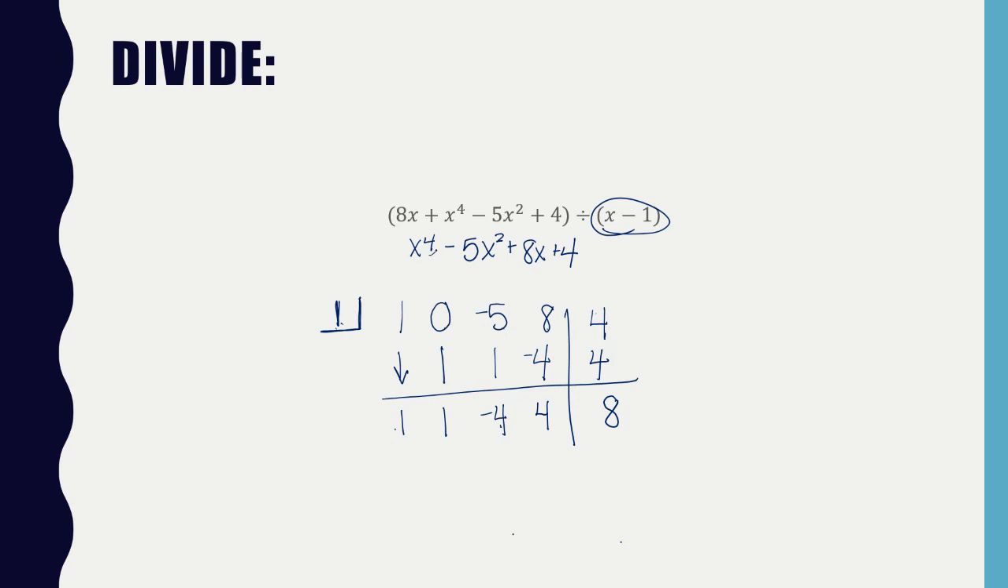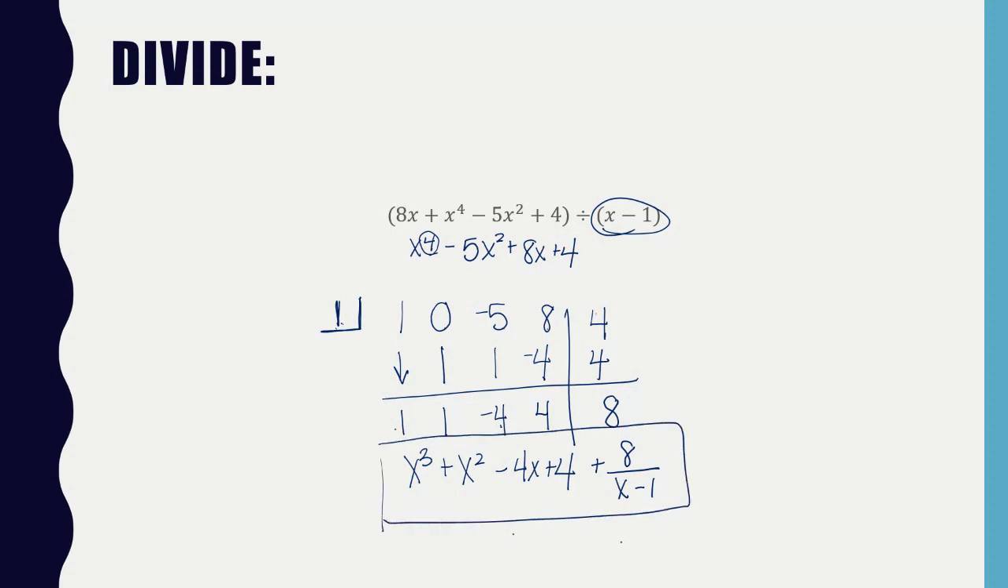Now, because I started with an x4 term, remember that my answer is going to be an x3. And then I'm going to have an x squared minus 4x plus 4. So I just added all my variables back in. My remainder is 8 over what I was dividing by, which is x minus 1. This is my solution. I have divided successfully. This will eventually help us find roots.